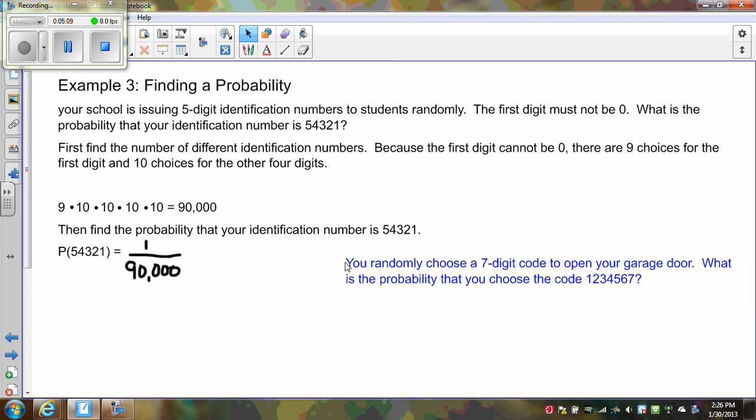You randomly choose a 7-digit code to open your garage door. What is the probability that you choose the code 1, 2, 3, 4, 5, 6, 7? Go ahead and use the same principle to find the probability that that's what you would pick randomly for your code. And that's all for this lesson. Press pause, give it a try, and then you're done.